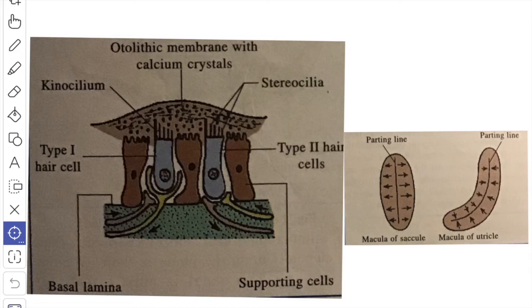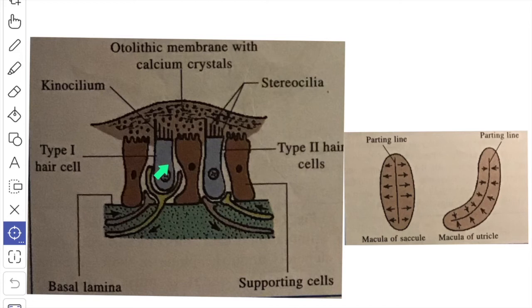The location of the kinocilia at the surface of each hair cell differs in the maculae of the saccule and the utricle with respect to the parting line, which is drawn through the central region of the macula. In the saccule, the kinocilia are directed away from the parting line, whereas in the utricle they are directed towards the parting line. According to the shape and the nature of the innervation, the hair cells present 2 types.